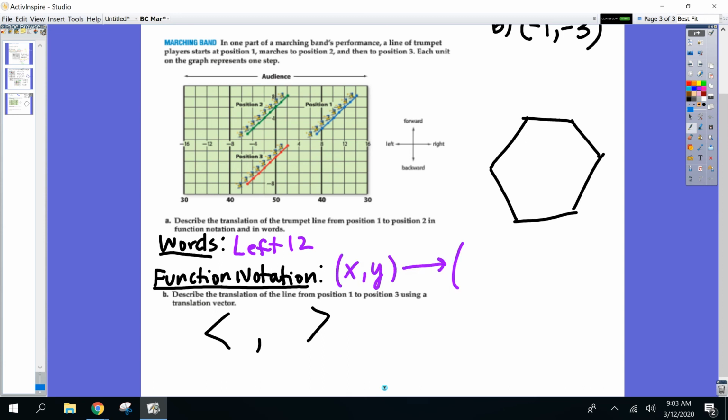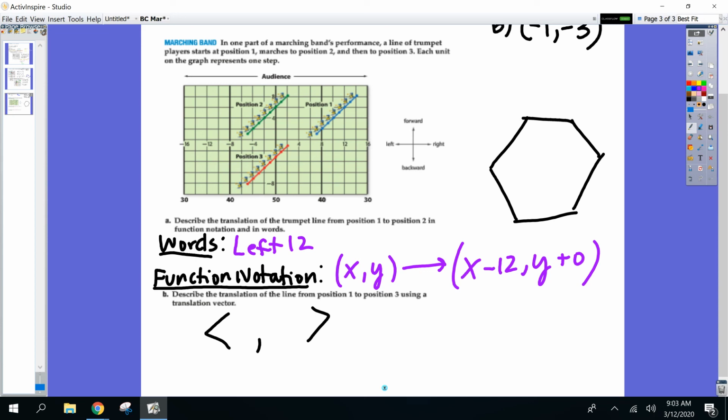Function notation, x, y. If I went left 12, how do I show that? X minus 12. Now you have 2 options here. You can just write y, because I didn't touch it. Or you can do plus 0 if you want to throw the old 0 on there. Either way. Minus 0, sure. A third way, Mike. Plus or minus 0. Yep. If you really wanted to be hardcore and show off.